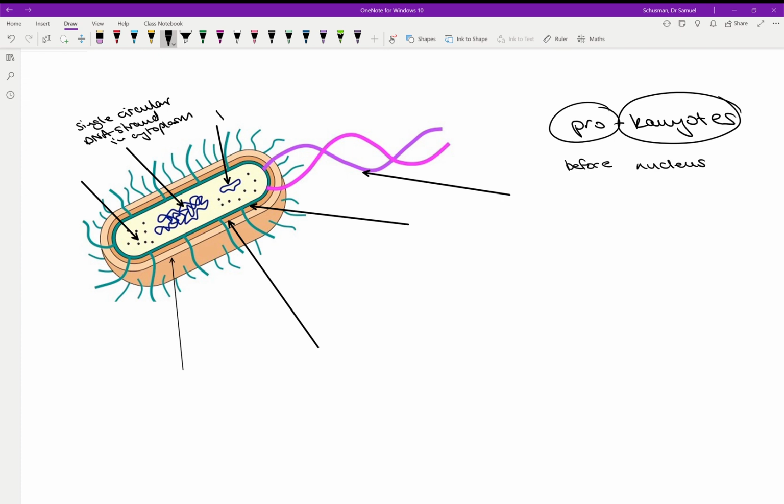They also have these little extra bits of DNA, which we'll learn about in Unit 4, called plasmids. They have a flagellum, which is another word for tail, and it allows bacteria to move. These spin, almost like a motor on the back of a boat.